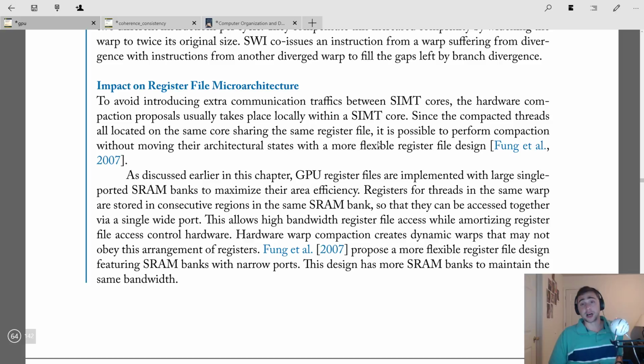It's only been relatively recently that we've had even the ability to do something like inter-SM communication through things like cooperative groups that provide, say, global synchronization barriers for all thread blocks that are on a particular GPU. Right, so since the compacted threads are all located on the same core sharing the same register file, it's possible to perform compaction without moving their architectural states with a more flexible register file design.